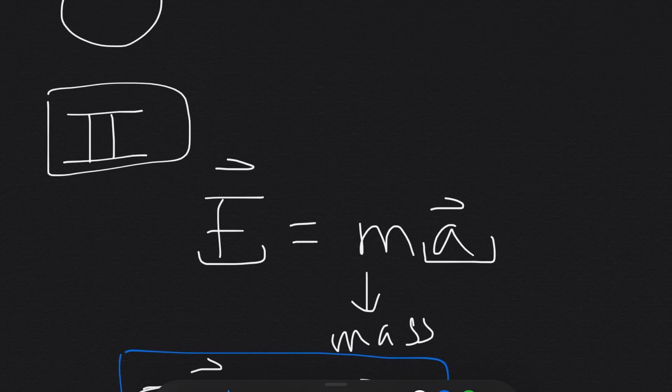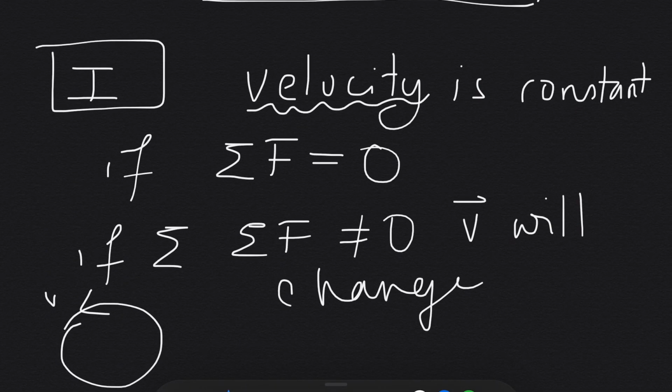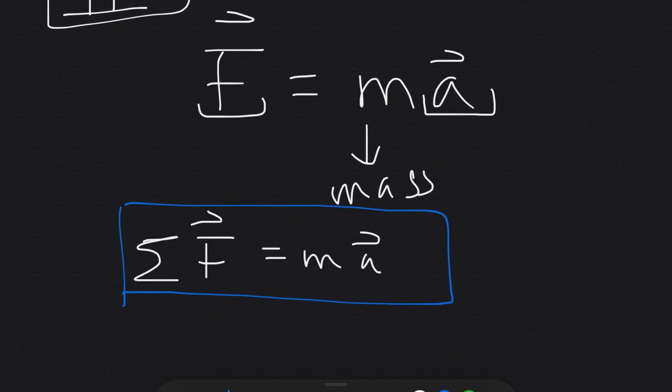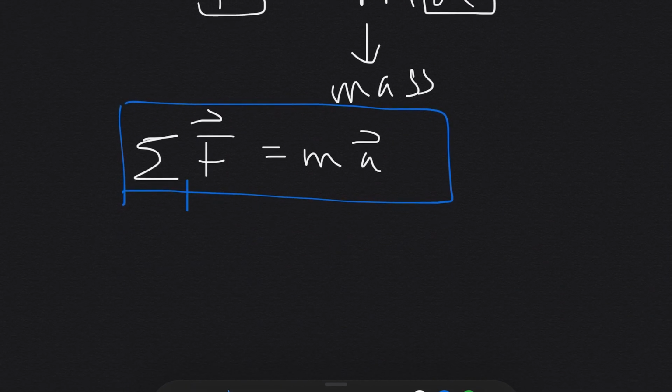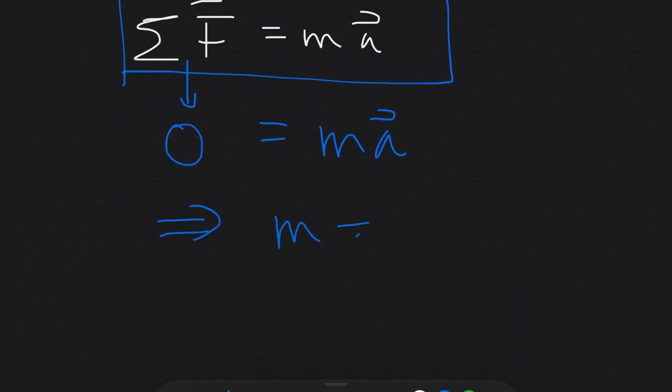Now notice if you look at the first law, and I have to do this, I'm sorry. Remember in the first law we said if the sum of forces is 0, then the velocity is constant. Well, I can directly prove this from the second law. So that means if the sum of forces is 0, then I can say ma equals 0.